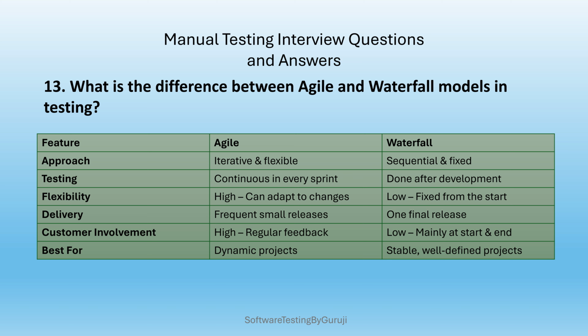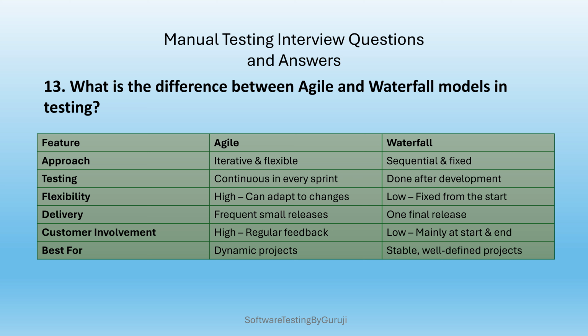Agile approach: iterative and flexible. Waterfall approach: sequential and fixed. Agile testing: continuous in every sprint. Waterfall testing: done after deployment. Agile flexibility: high, can adapt to changes. Waterfall flexibility: low, fixed from the start.